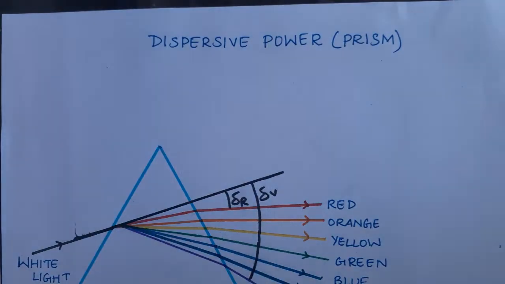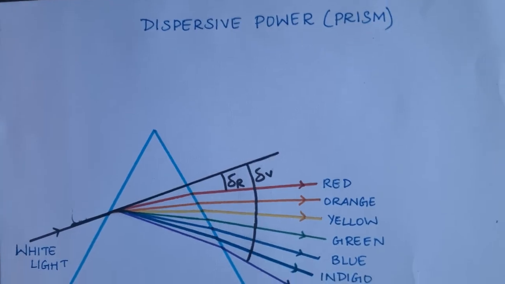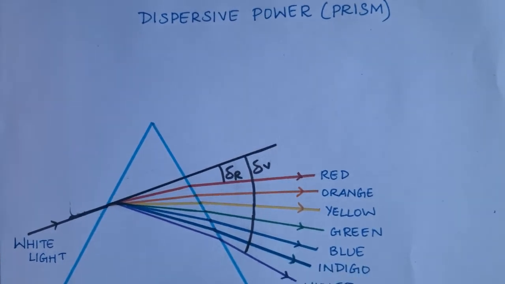Dispersive power of a prism. First you must know what dispersion is. Dispersion is the splitting of white light into its constituent colors. The band of colors of light is called its spectrum.